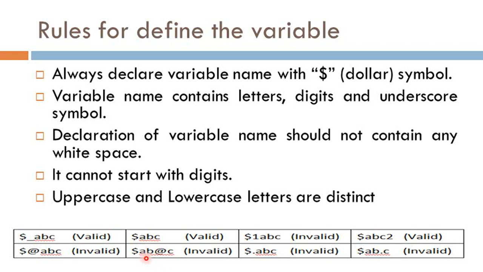Fourth example, $AB@C. This is not a valid variable name. Next, $1ABC. Variable name cannot start with digit. Next is $.ABC. Dot is not allowed. So this is an invalid variable name. Next is $ABC2. Here 2 is a digit but it comes after letter. So this is a valid variable name. Now next is $AB.C. This is again invalid because dot is not allowed.